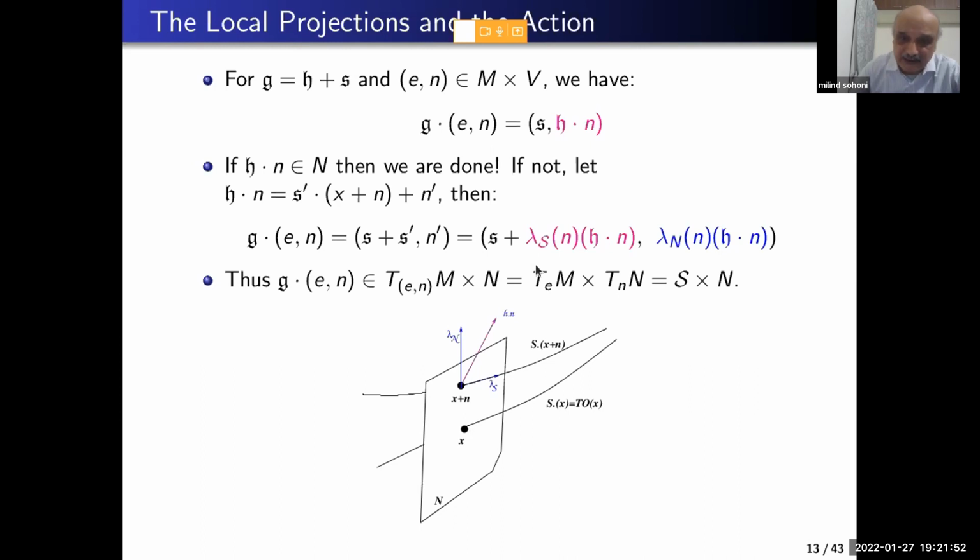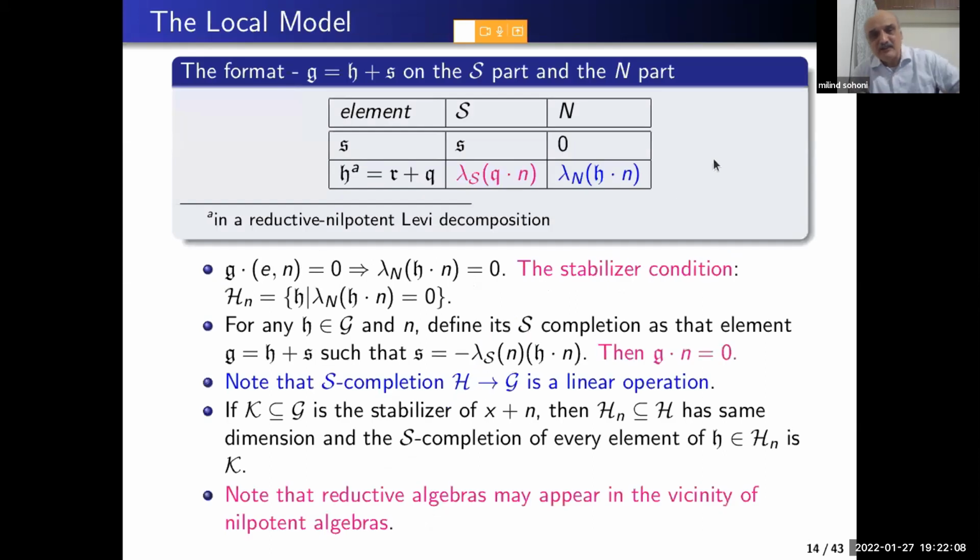But in principle, there is a projection: given any vector, it can be split as S dot X plus something along the N part. So I obtain this projection and I obtain this action. So this is how the action looks like. So I think one should compare it with the Luna action. So given the element G, which is H plus S, the S part really just acts on the horizontal part, right? It has no vertical component.